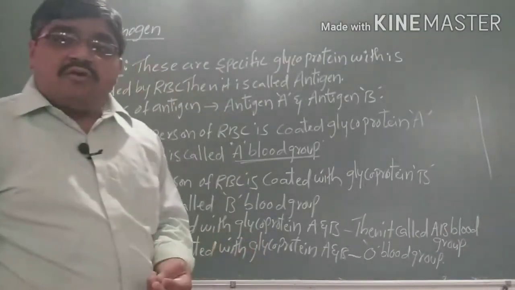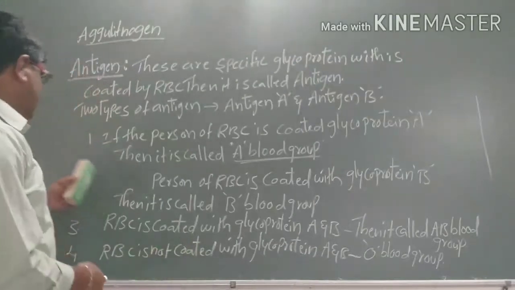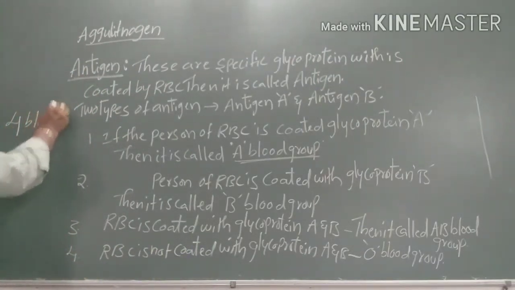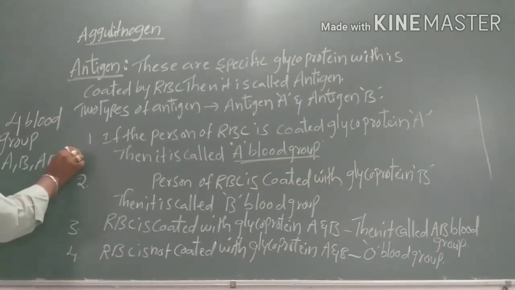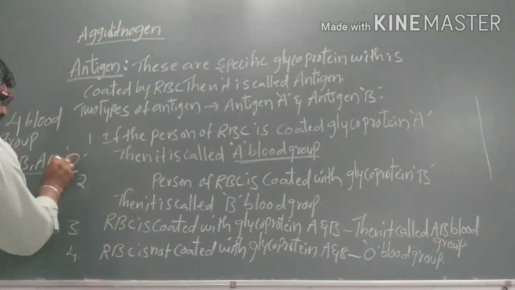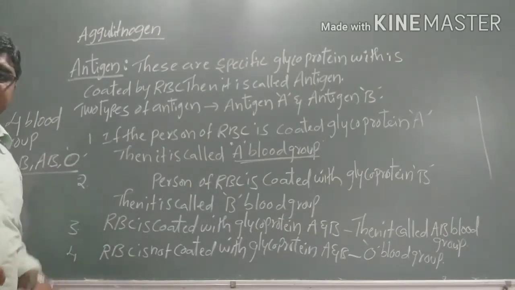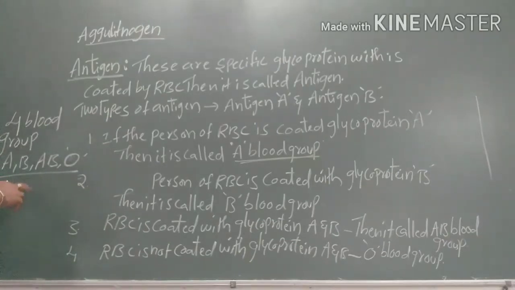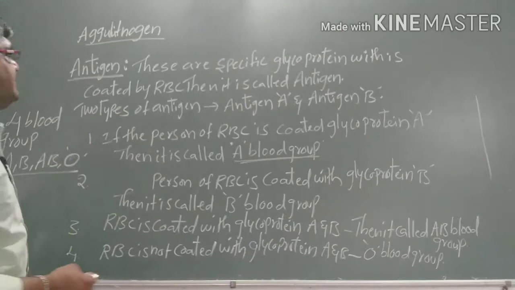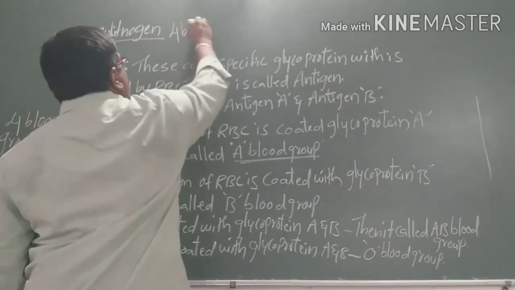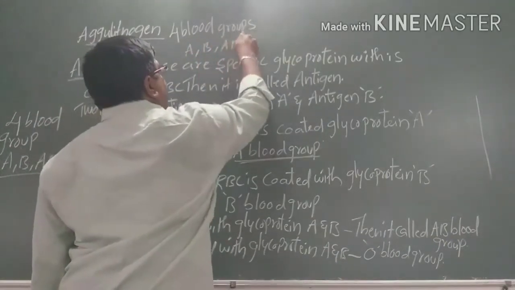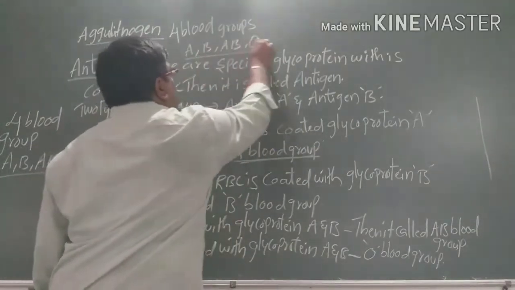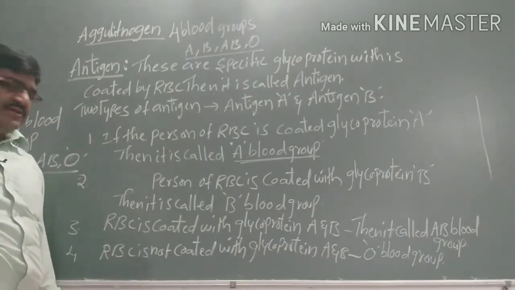So here there are 4 types of blood groups present, such as A, B, AB and O. These are the 4 types of blood groups which are present in humans. These 4 blood groups are A, B, AB and O. They are present in a corpuscle that is called the RBC.